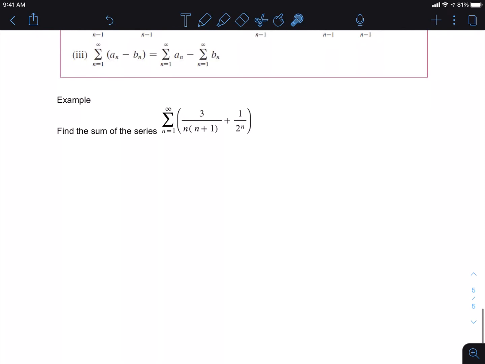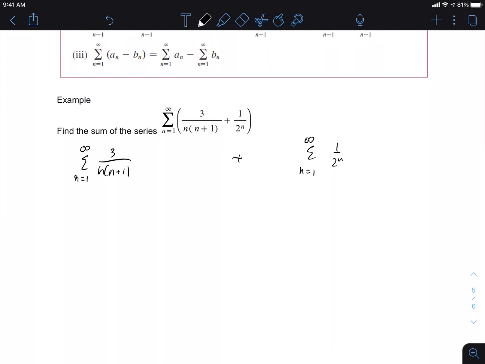So I'm going to do one example for you. And I actually want to demonstrate the steps, so I'm going to do it in two pieces. I'm going to do the sum from n equals 1 to infinity of 3 over n times n plus 1, plus, and I'm going to gap it so you guys can see clearly the work, the sum of 1/2 to the n.